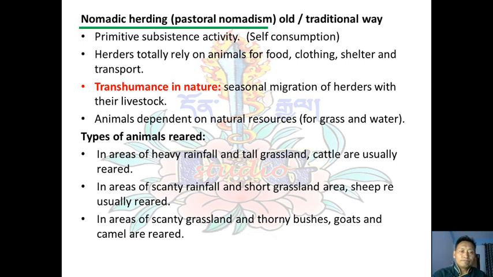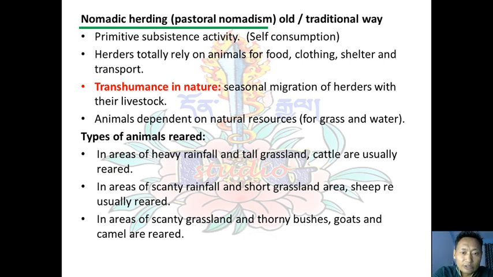So here the animals are totally dependent on natural resources. Natural resources here means grass and water for their animals. Because of that, they are migrating on a seasonal basis, because the animals totally rely on the natural resources.